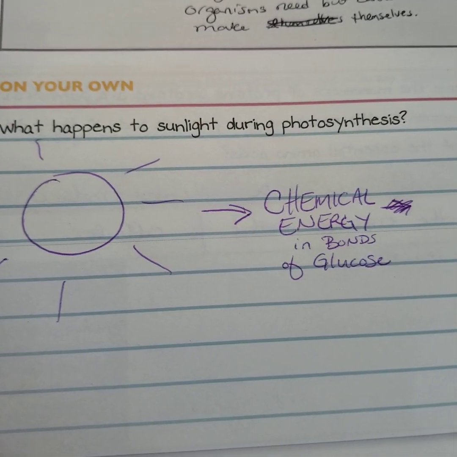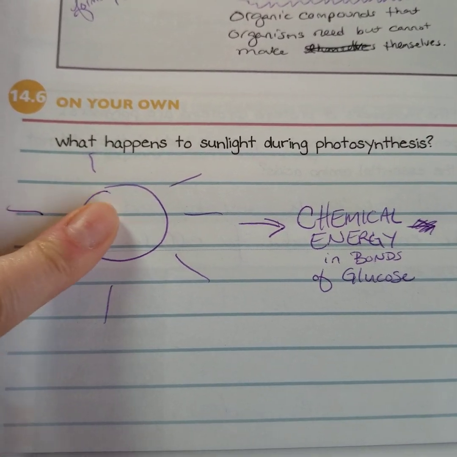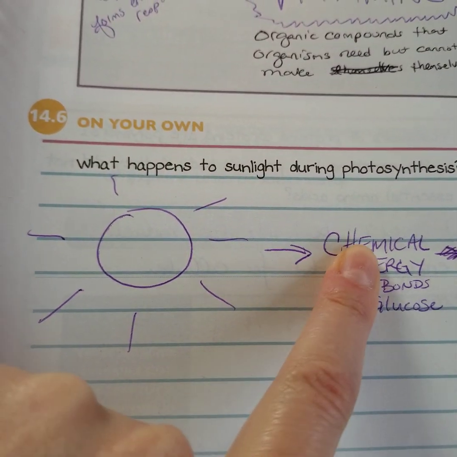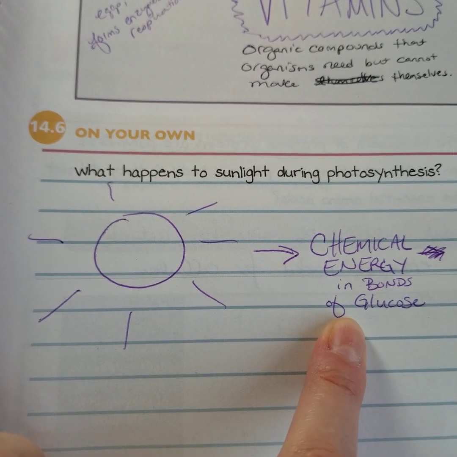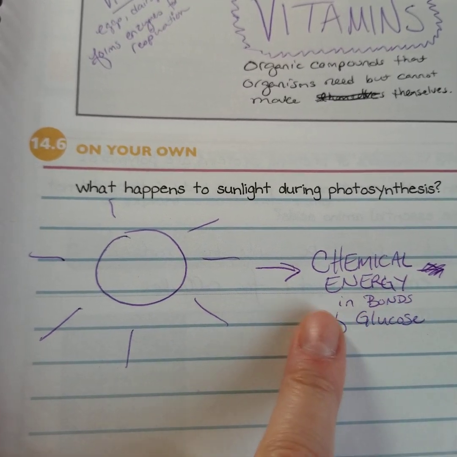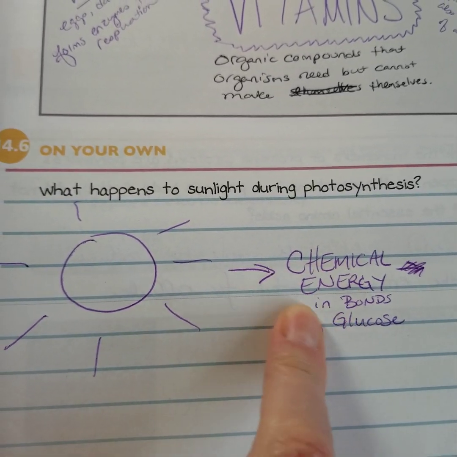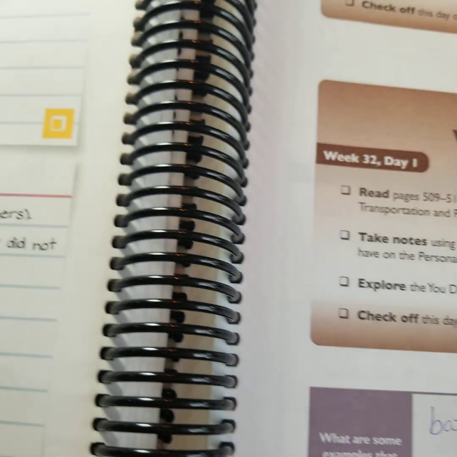All right. What happens to sunlight during photosynthesis? Well, there's the sun, and it gets converted into chemical energy that's stored in the bonds of glucose. I kept thinking it was going to keep going on and on, with more happening here, but no, the sunlight turns into chemical energy stored in the bonds of glucose molecules.